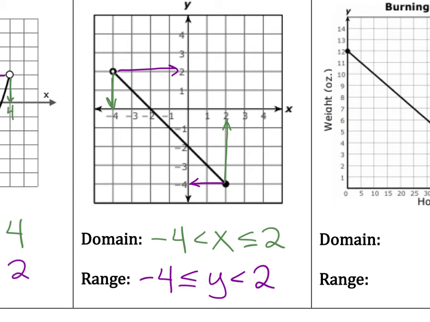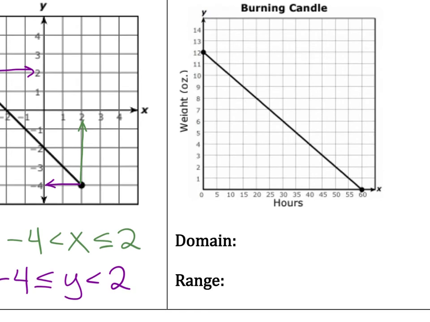Let's do this third one together. If I look at the third one, this burning candle graph, domain is my x's, the left to right. My x-axis is right here in case you don't see it. Which means that where the x value of this graph begins is what? 0. Where does this graph end? 60. So we're going from 0 with a closed circle for the x-axis all the way to 60 with a closed circle on the x-axis. Left to right.